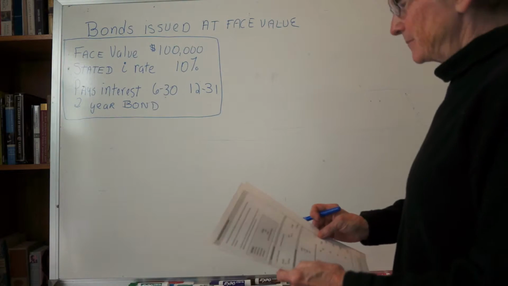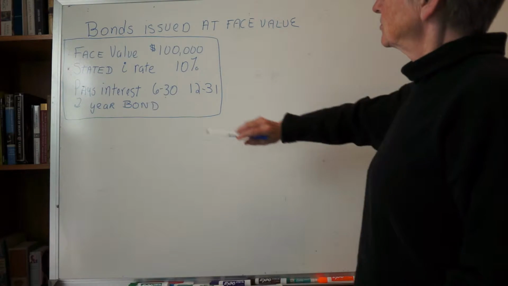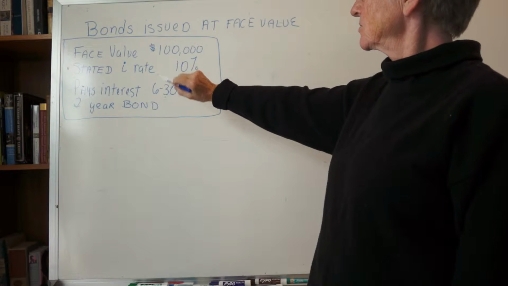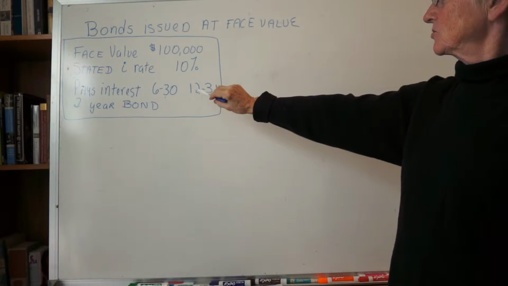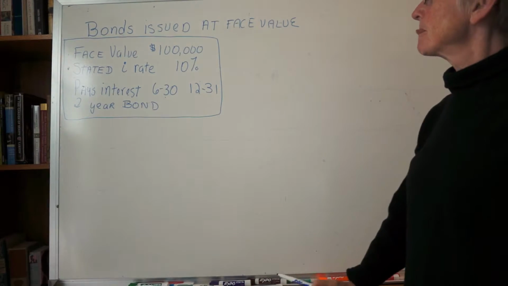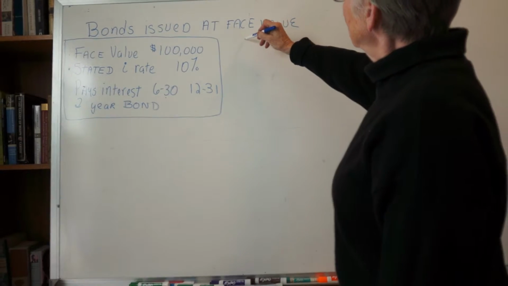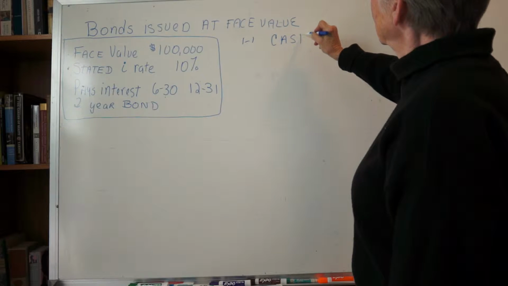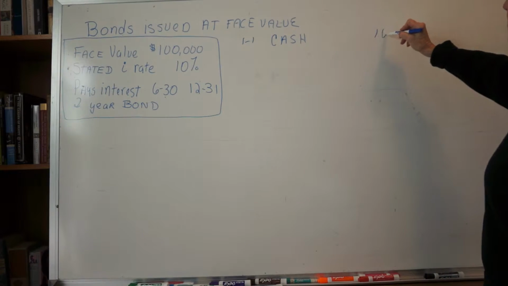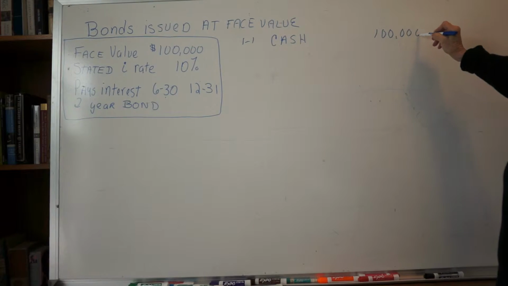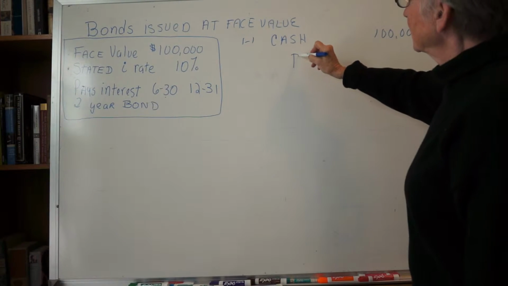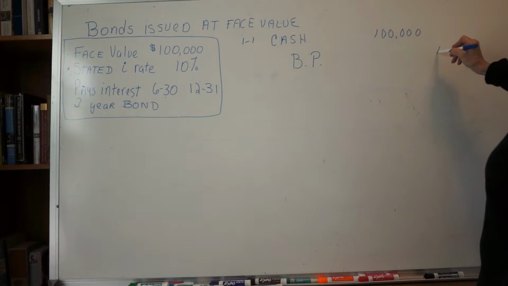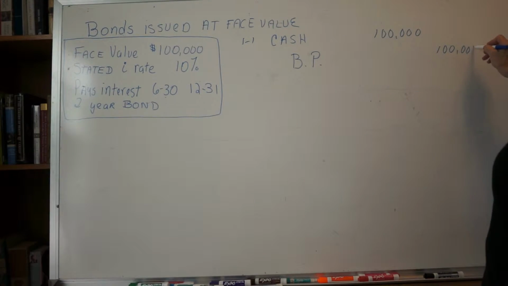So let's issue this bond. We'll notice that it's $100,000. It has a stated interest rate of 10%, and it pays interest on these twice a year, semi-annually. So when we issue this bond on 1/1, we would debit cash $100,000 because it was issued at face value. That means the proceeds we got are the same amount as we are going to pay back of bond payable when the bond comes due.